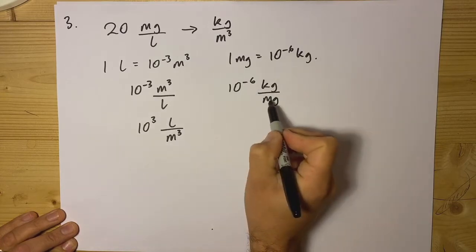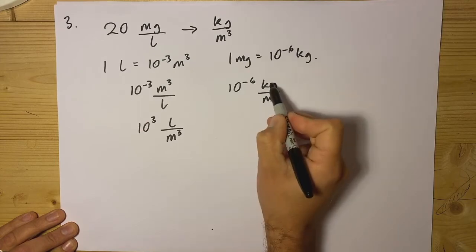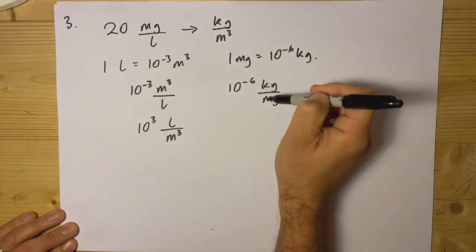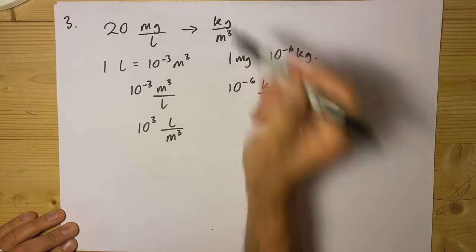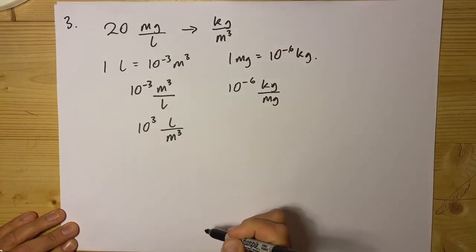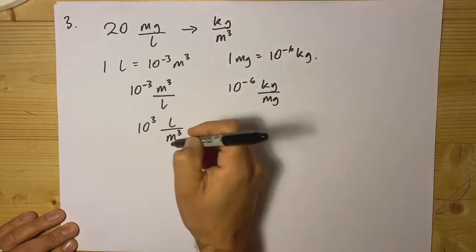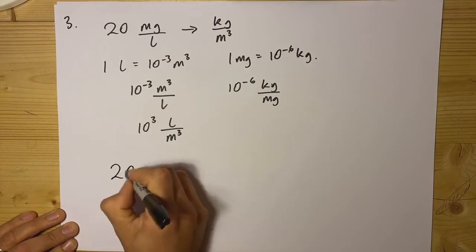This is going to be okay because we've got milligrams underneath and kilograms on top. So when we multiply this through, these milligrams are going to cancel and it's going to leave us with the kilograms on top. Here we've got the meters cubed underneath, which is what we want. So let's just plug those in just to show you how they all cancel out.